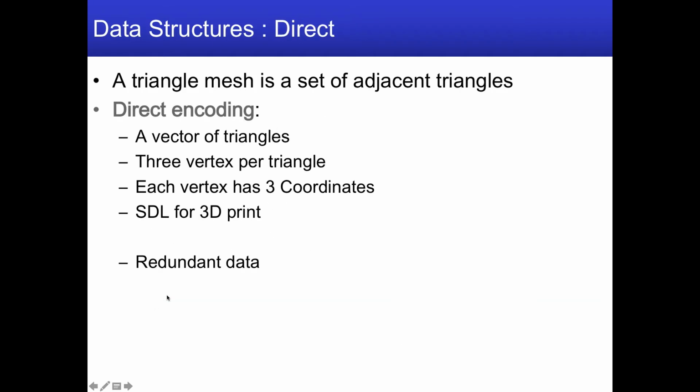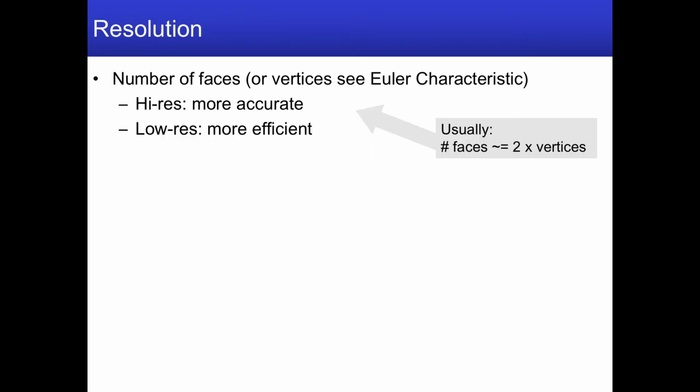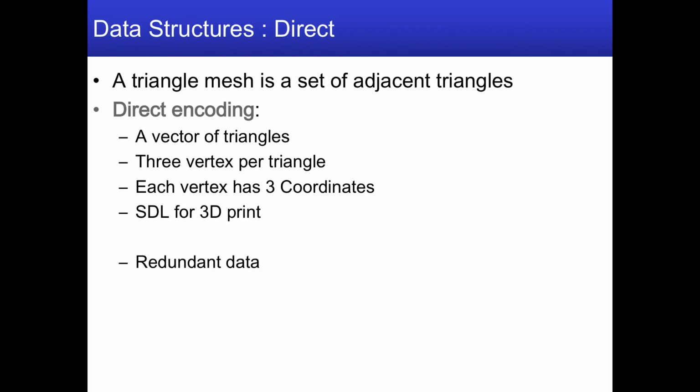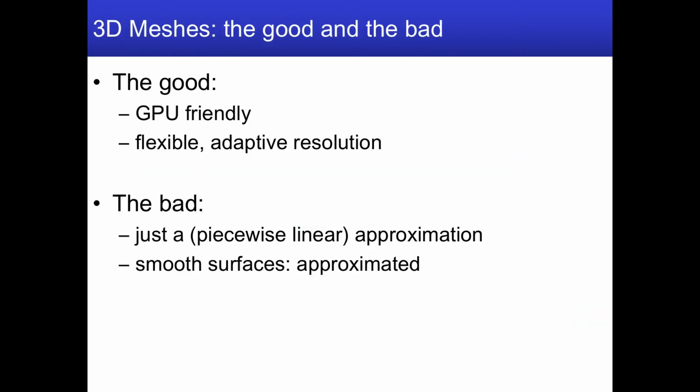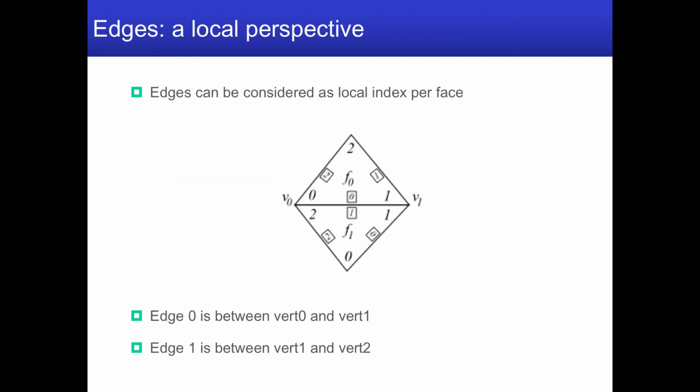So the edge can be seen also from a local perspective, right? If I see an edge, I can say, okay, from the point of view of this face, this is my first edge, this is my second edge, this is my zero edge, right? If I start counting from zero. And the idea is, for example, you may say, okay, I am on face f0, what is the next face along edge 0? And then you get f1, okay? But it's a local perspective.